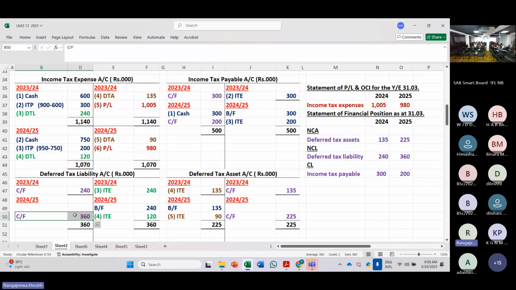Right? The liability account we have to debit. The other entry, with deferred tax, always goes to income tax expense. Always one entry from the deferred tax adjustment should go to the income tax expense.